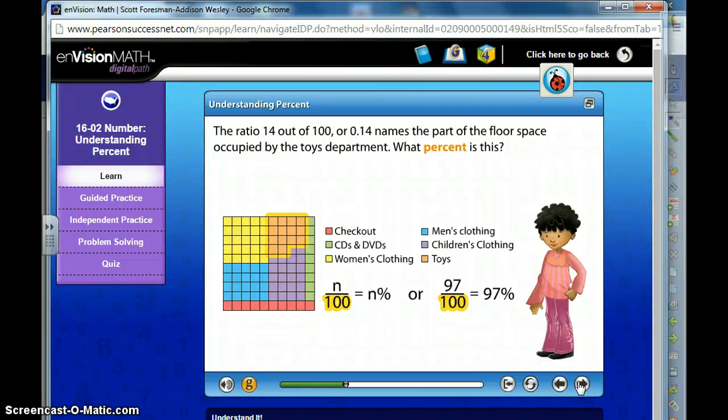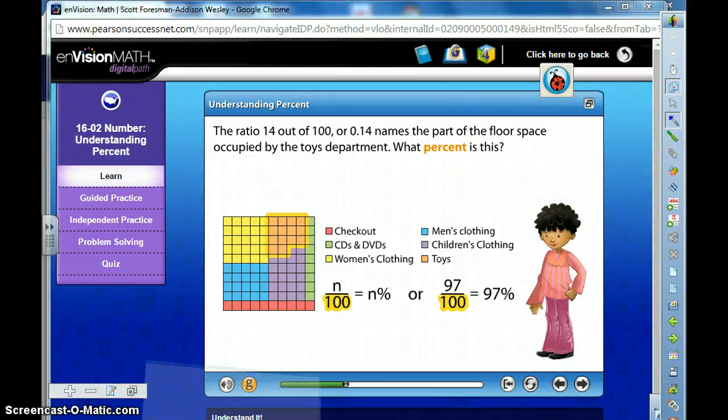What percent is this? Okay, so 14 out of 100 is going to be what percent, Hope? 14%. How do they get this 0.14 or 14 hundredths? How do they get that decimal? Austin? You're right. Not 100 divided by 14. 14 divided by 100. Let me show you.